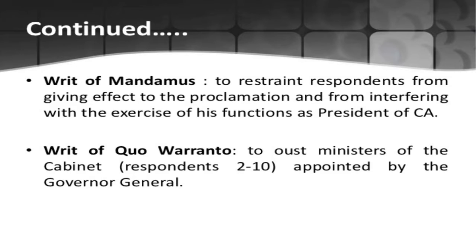Mandamus to the effect that the court would issue an order not to give effect to the proclamation and would restrain the Federation from interfering directly or indirectly in the affairs of Maulvi Tameez performing his functions as President of the Constituent Assembly. And there was also a writ of quo warranto which essentially challenged the appointment of the other members, because they were never members of the federal legislature, and this was against the provisions of section 10 of the Government of India Act 1935, which had been amended.